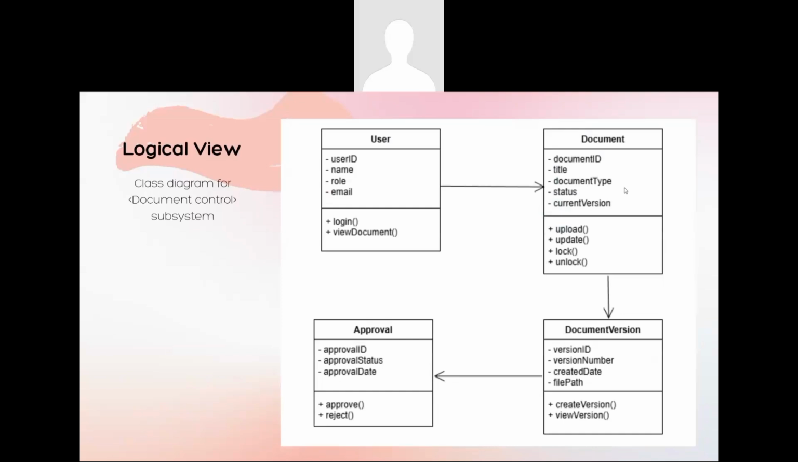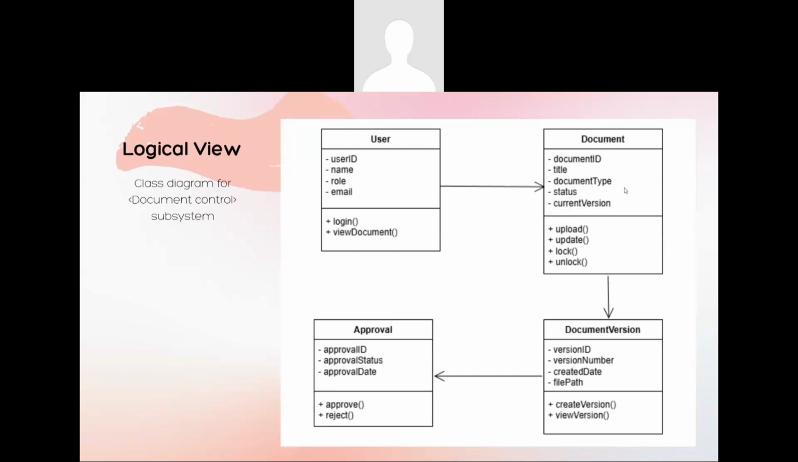Okay, so now I will be talking about the logical view. The first one, we have the class diagram for the document control subsystem. The user class represents system users such as administrators and employees who can log in and view documents. The document class stores key information like document title, type, status, and current version. It handles actions such as uploading, updating, and locking documents to prevent unauthorized changes.